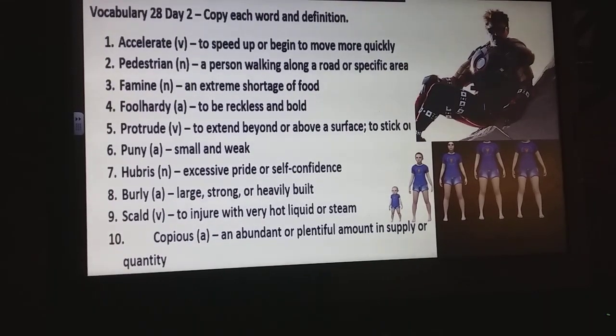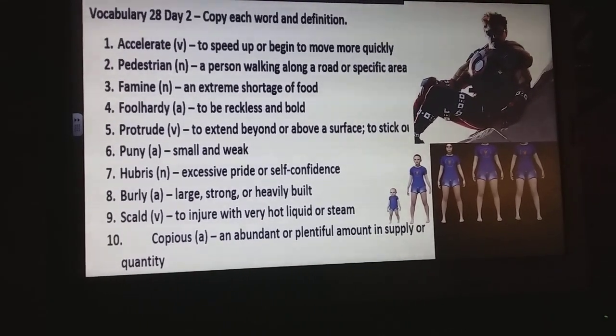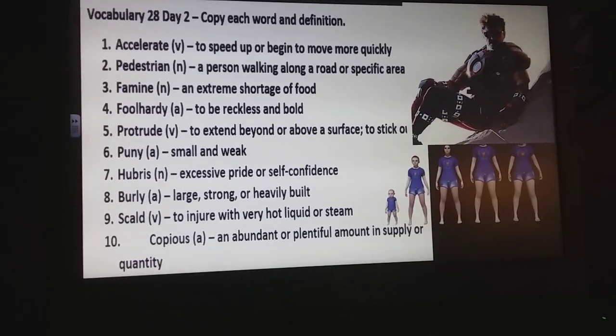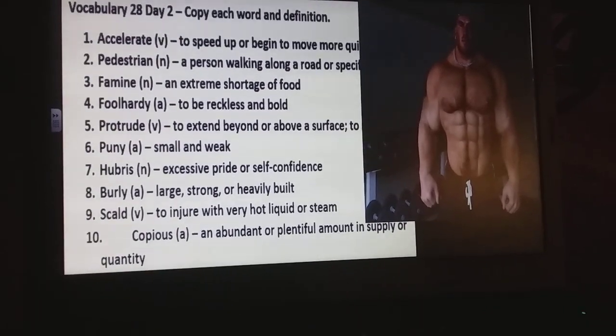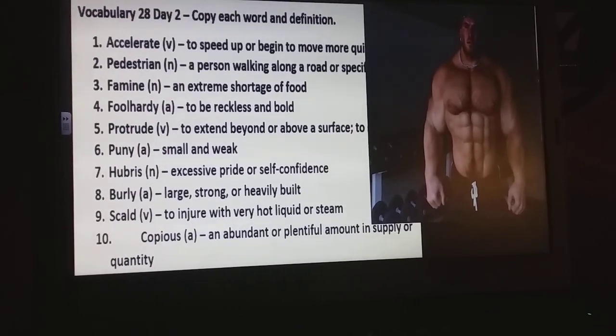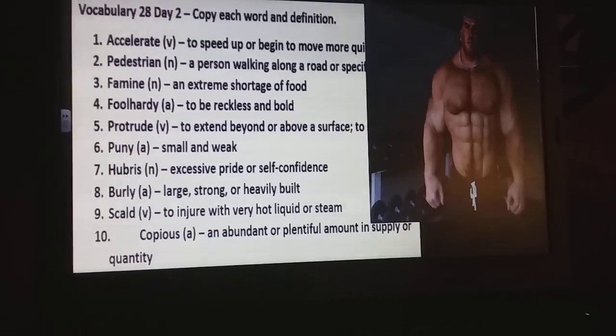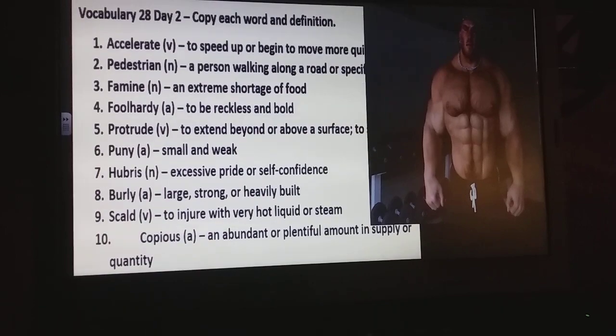Word number 8 is the word burly. That word is an adjective. It means large, strong, or heavily built. So a burly person would be like the fellow you see in this example. He's burly because he's large, he's strong, and he is very heavily built.